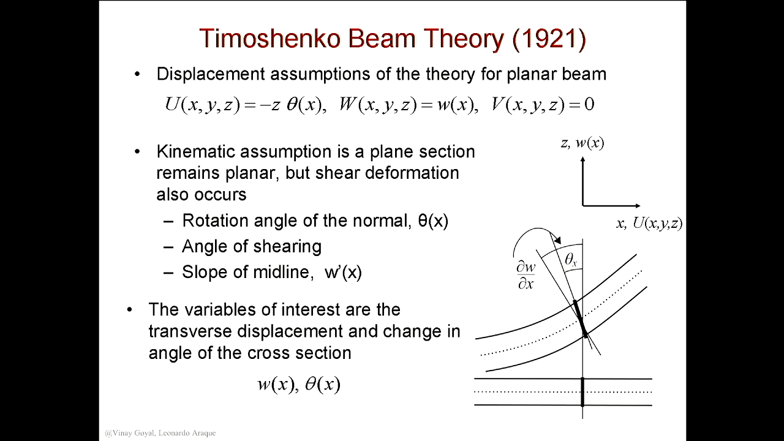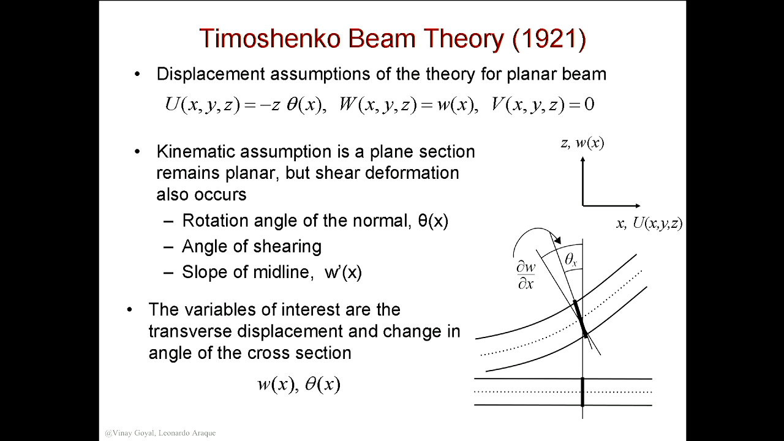If I have a curve, and that's W and that's X, isn't that the slope W prime, right? So that's also W prime in this case. So the variables of interest in this theory, what are the only unknowns here that you see? X is not an unknown. X is basically a coordinate of the system, right?